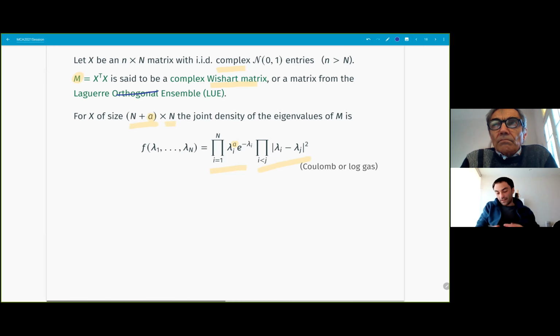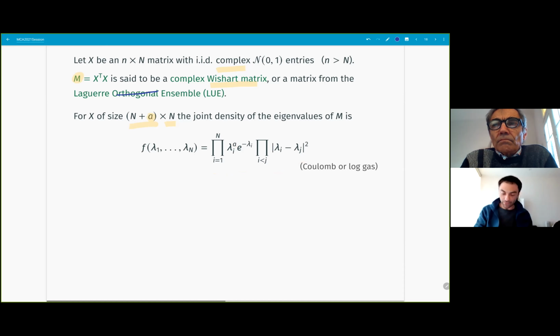So this is the joint distribution of the eigenvalues, and I can sort of forget about the original random matrix story about this distribution, and I can think of this as just a distribution over n points in the real line.